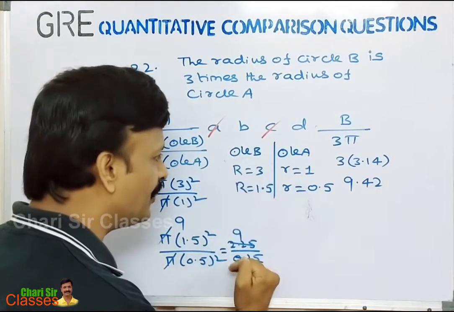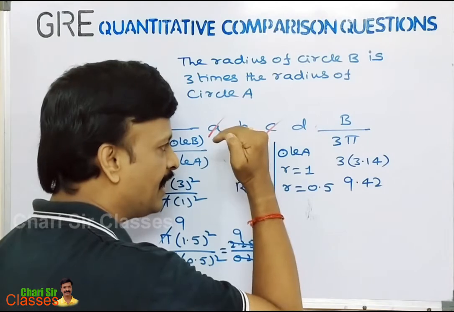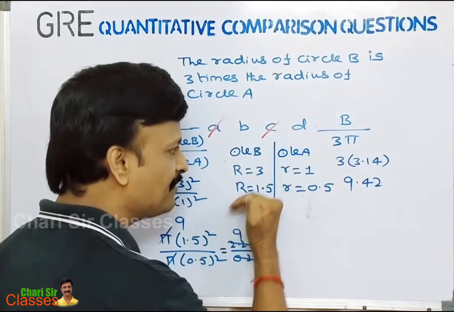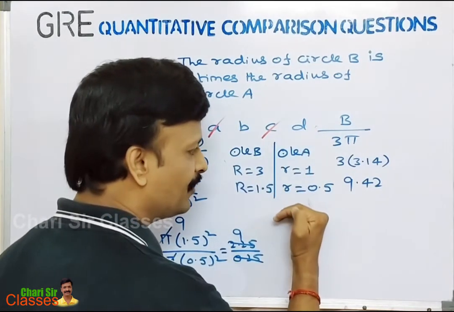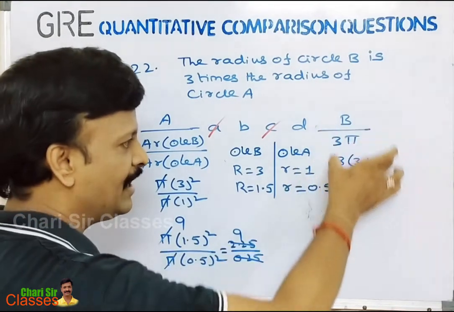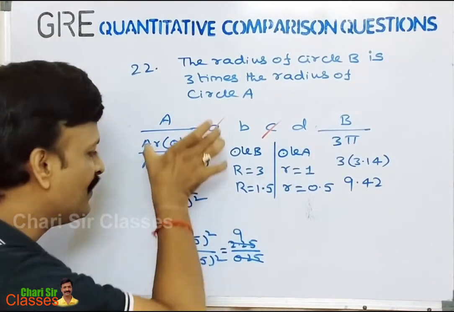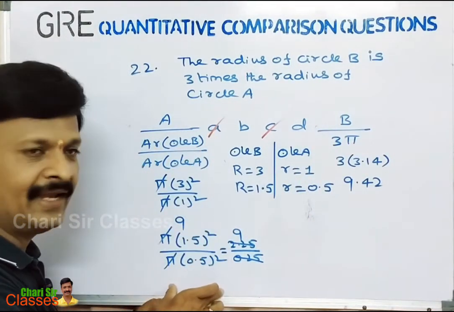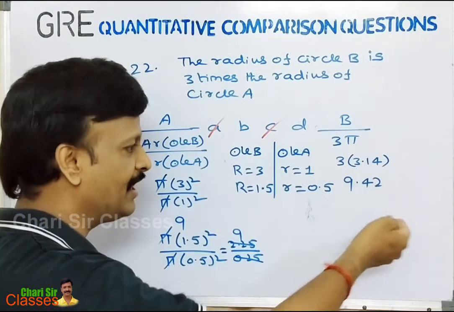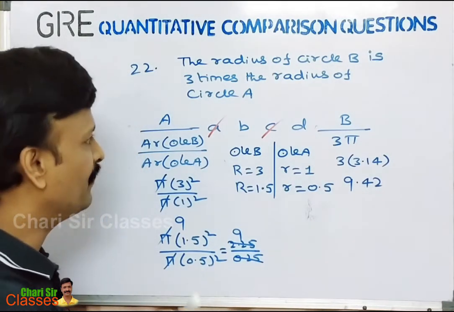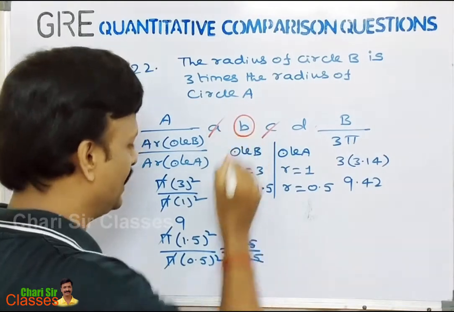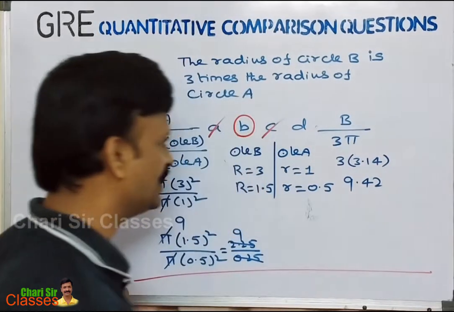Any values you take, where the radius of circle B is 3 times the radius of circle A, always quantity B will be greater. It will come out as 9 standardly, but 3 pi is more than 9. Therefore quantity B is greater. So our answer is B.